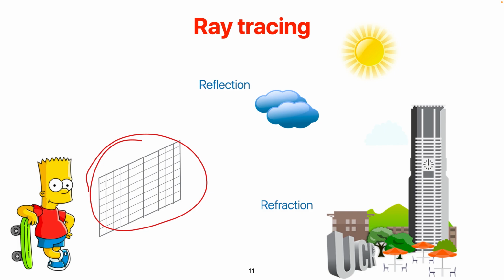And through that window, from your eyes, you will shoot a lot of rays. Depending on how many pixels you have on your screen, that's the amount of rays that you would generate from this source. And for each ray, we trace it through the objects that we create in a 3D space. So for example, maybe in a 3D space, we see the UCR bell tower, right?